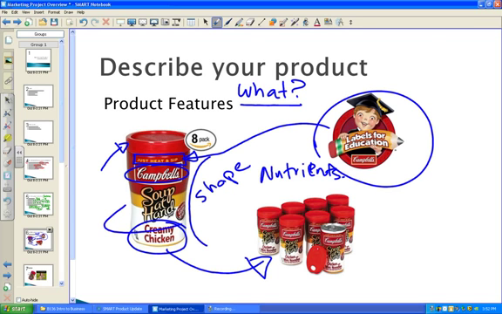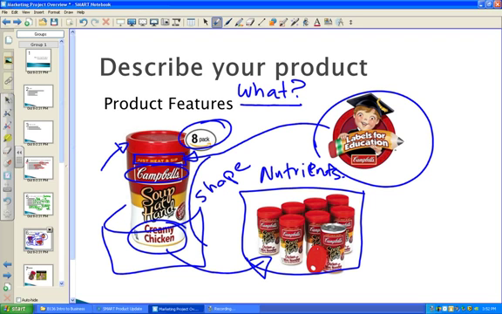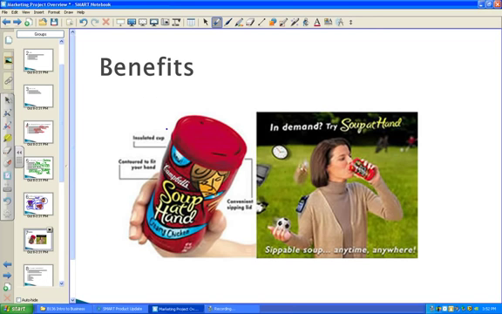You can talk about how the container fits into the cup holder in a car. And you can talk about the fact that you can either buy it individually or in packs of 3, 6, 8, 12, whatever packs you have. All of these things, that it's a microwavable container, etc., are all product features. What am I getting for my money? That is not the same as benefits.